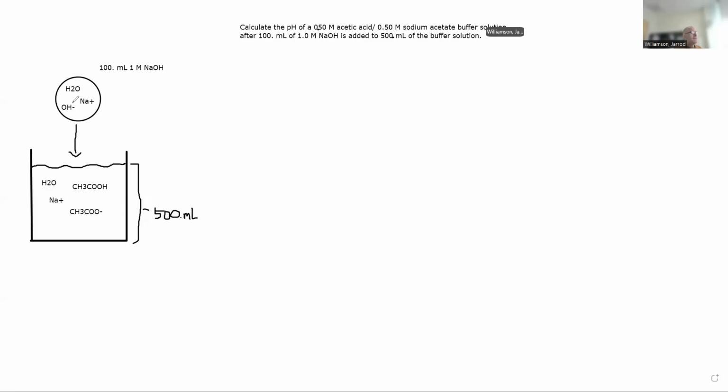So what's doing the reacting? Well, the hydroxide ions are going to react, that's the base, is going to react with the acetic acid. So the reaction I'm going to have is CH3COOH, aqueous. I'm not going to write the aqueous here for the sake of clarity, plus the hydroxide ions. That's how you know what's going to react.